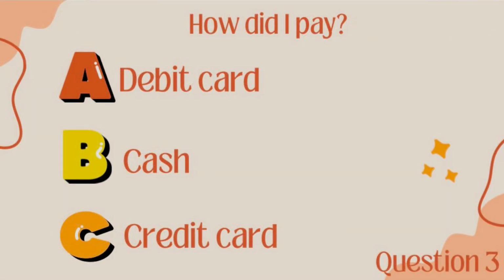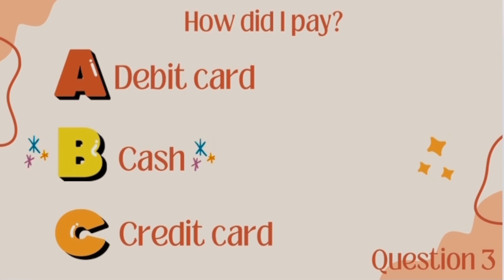How did I pay? A, debit card, B, cash, or C, credit card? Correct answer is cash.